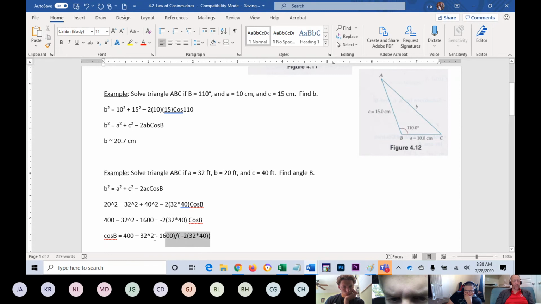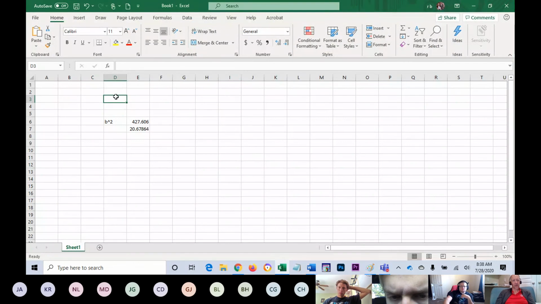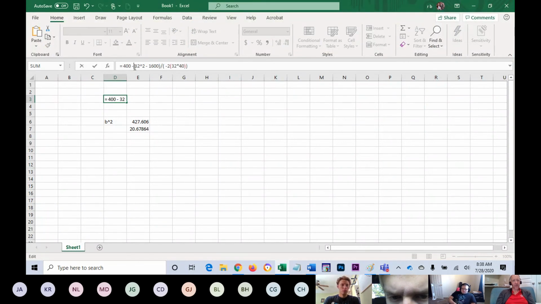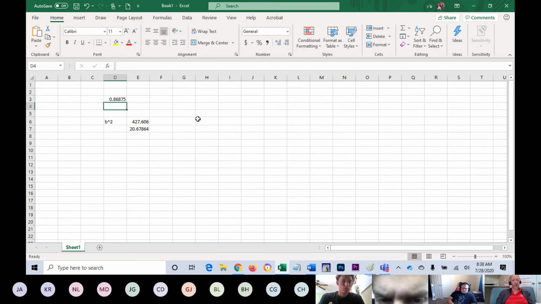Okay, so if I type that into my calculator here, except it doesn't like these dashes, and I should put a parenthesis here. 400 minus 32 squared minus 1600 divided by -2 times all that. Okay, so that's 0.86875.